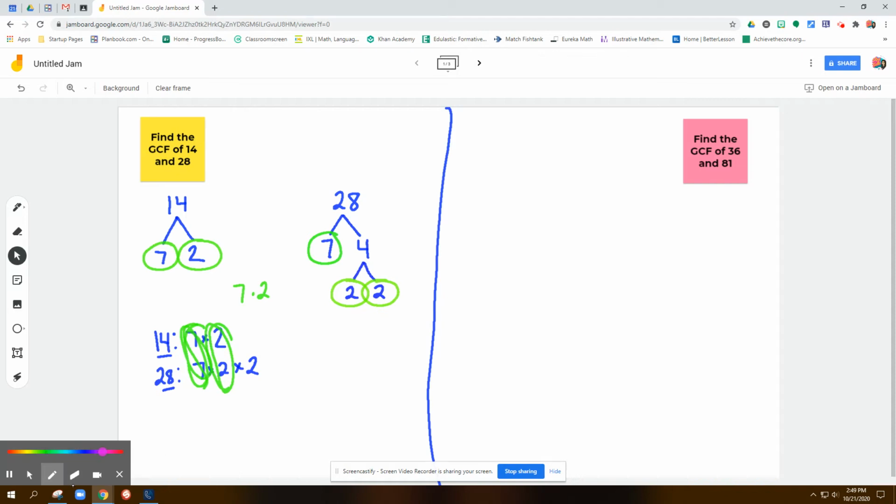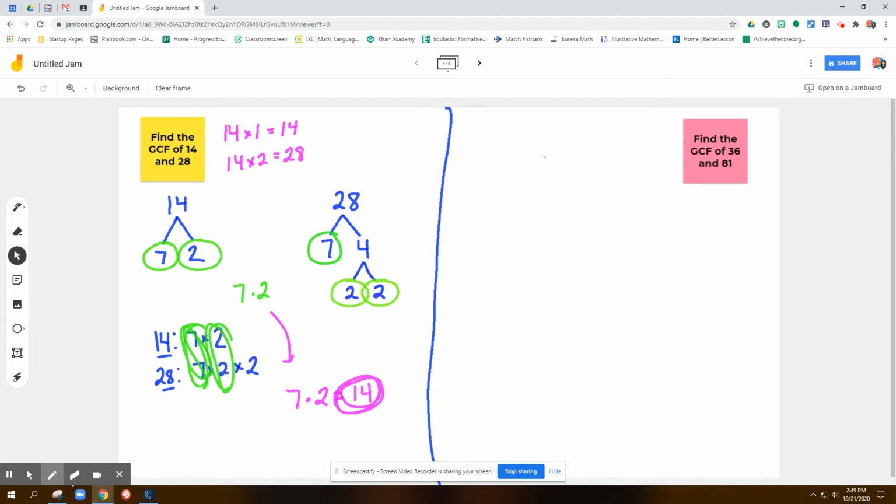So you're going to go ahead and take 7 times 2, which are the common prime factors of 14 and 28, and multiply them together to get 14. This is your greatest common factor between 14 and 28. 14 times 1 would give you 14, and 14 times 2 would give you 28.